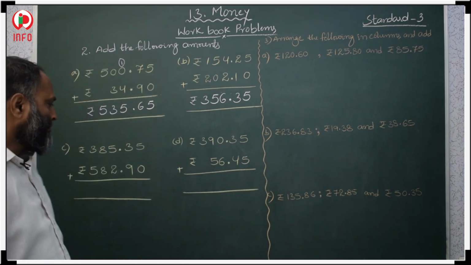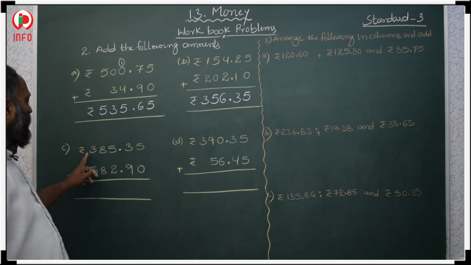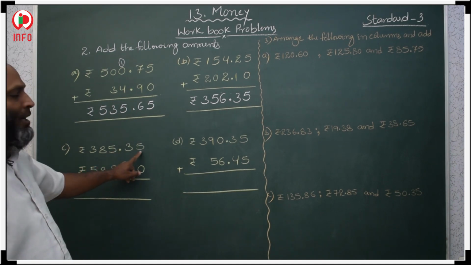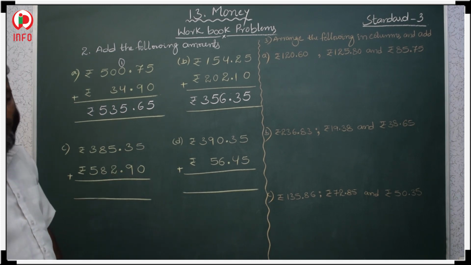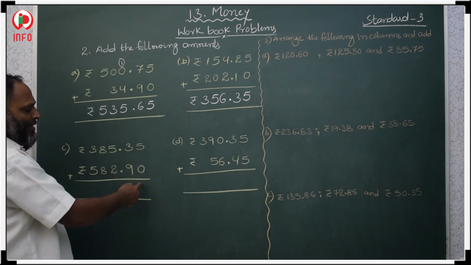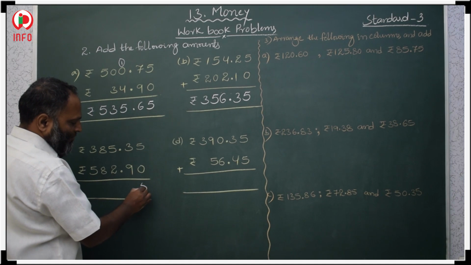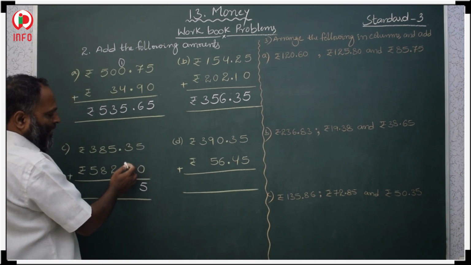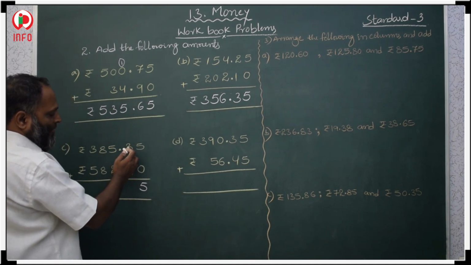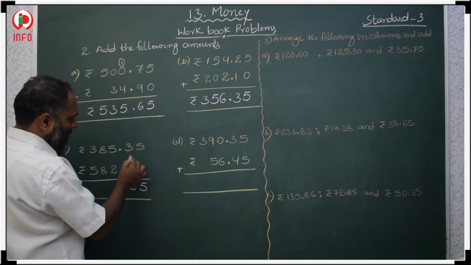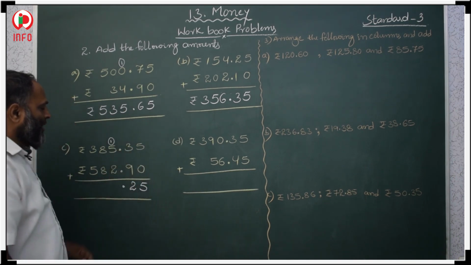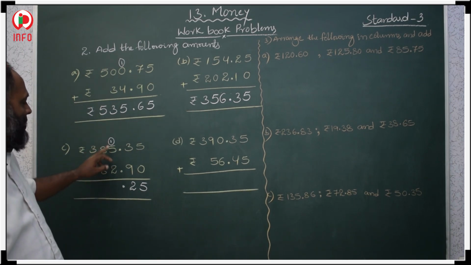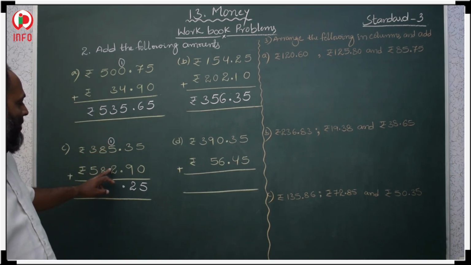Okay. Now here, 385 rupees 35 paisa, 582 rupees 90 paisa. Add these two. Extreme right digit: 5 plus 0, 5. Then 9 plus 3: 9, 10, 11, 12. 2 in paisa and 1 we should carry over to the next digit in rupees. Okay. 5 plus 1, 6. 6 plus 2: 7, 8.